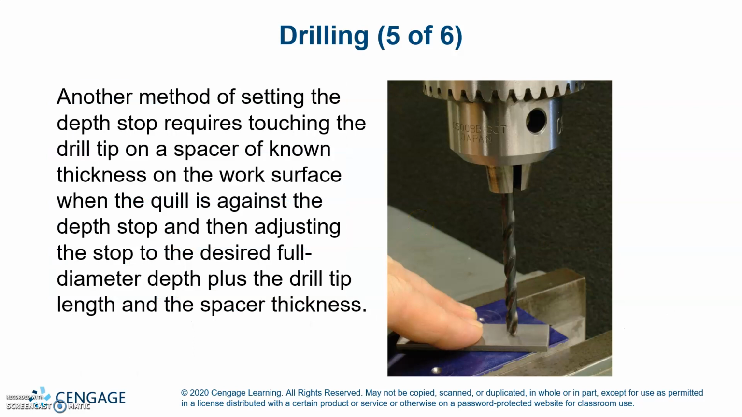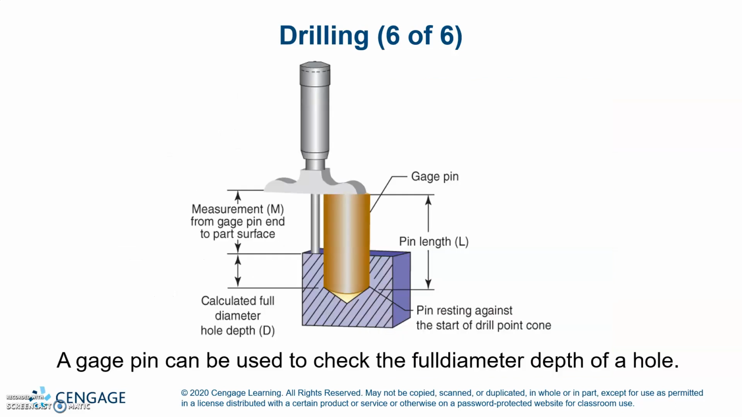Another method of setting the depth stop requires touching the drill tip on a spacer of known thickness on the work surface when the quill is against the depth stop, and then adjusting the stop to the desired full diameter depth plus the drill tip length or the spacer thickness.